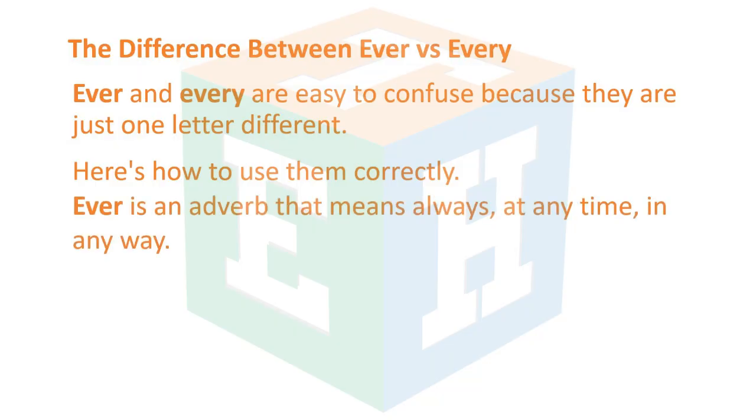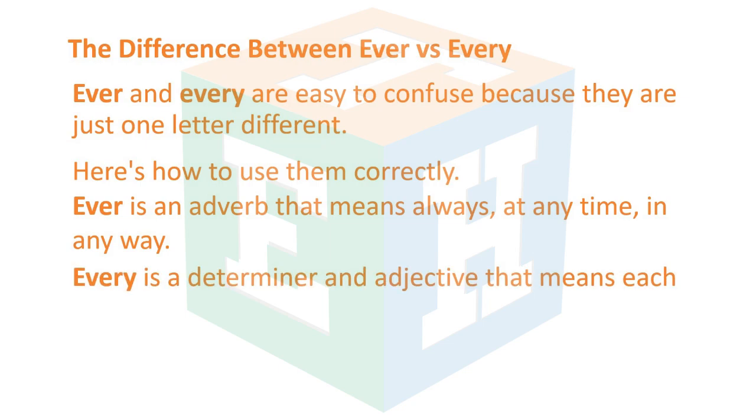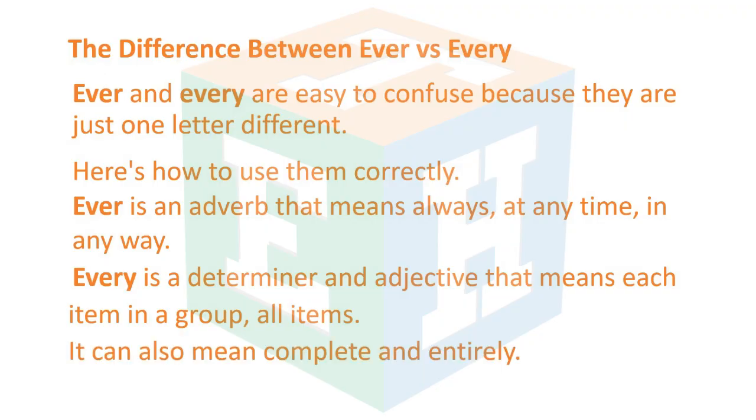Ever is an adverb that means always, at any time, in any way. Every is a determiner, an adjective that means each item in a group, all items. It can also mean complete and entirely.